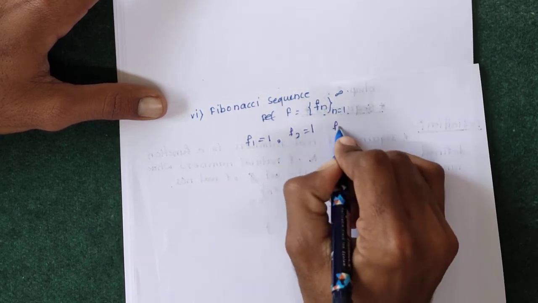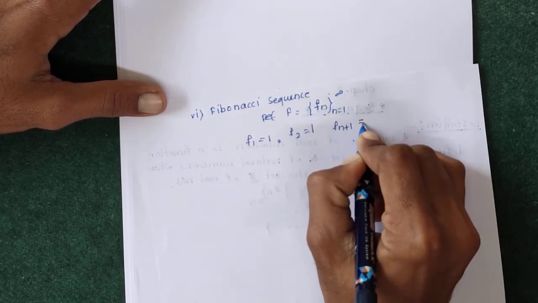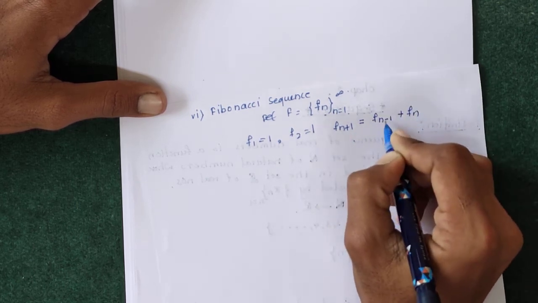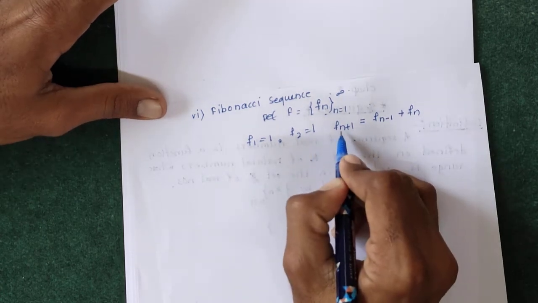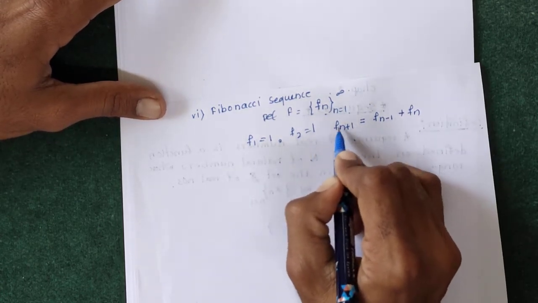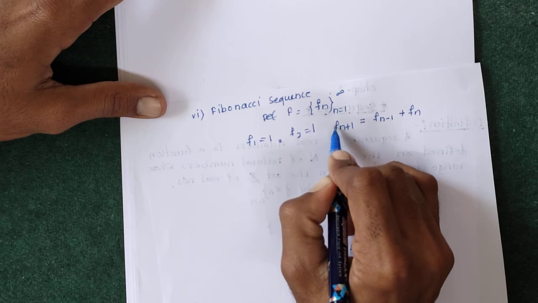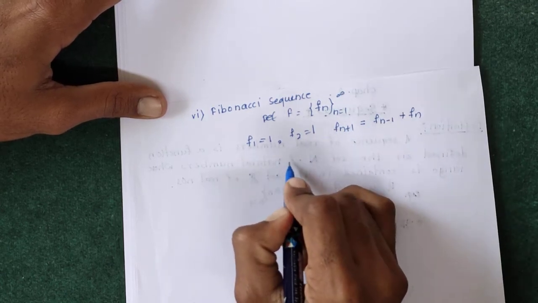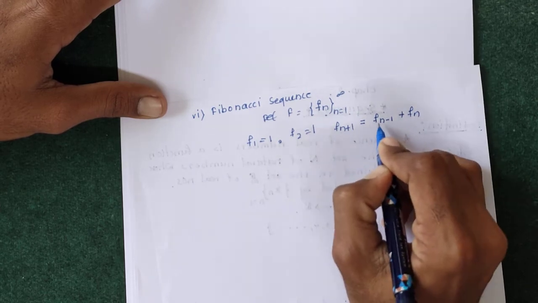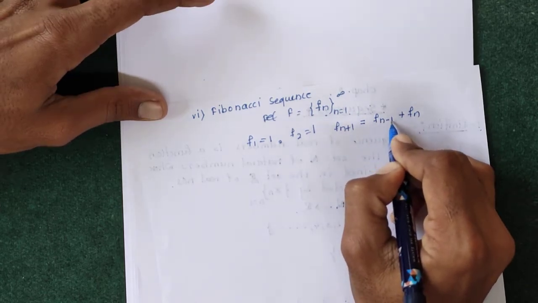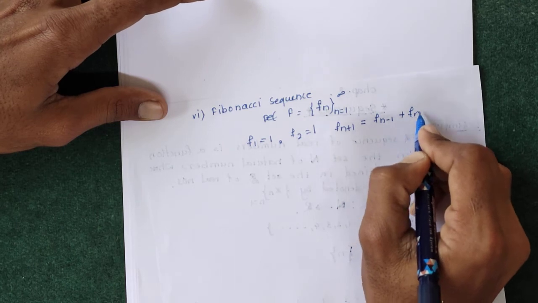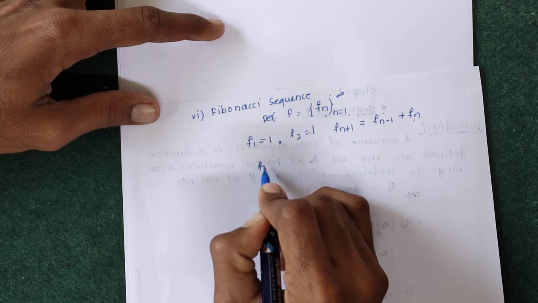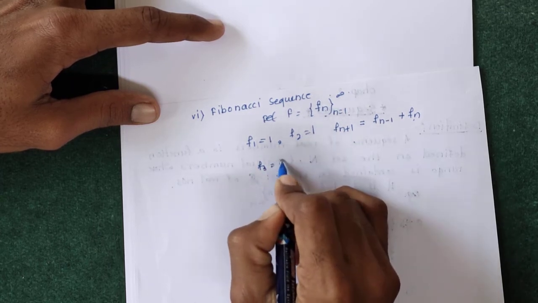all other elements are given by fn plus 1 equal to fn minus 1 plus fn. To find f3, we have to put n equal to 2, because f2 plus 1 is f3. So n equal to 2, 2 minus 1 is 1, and fn is f2. So f1 plus f2 is f3. So f3 will become 1 plus 1, which is 2.